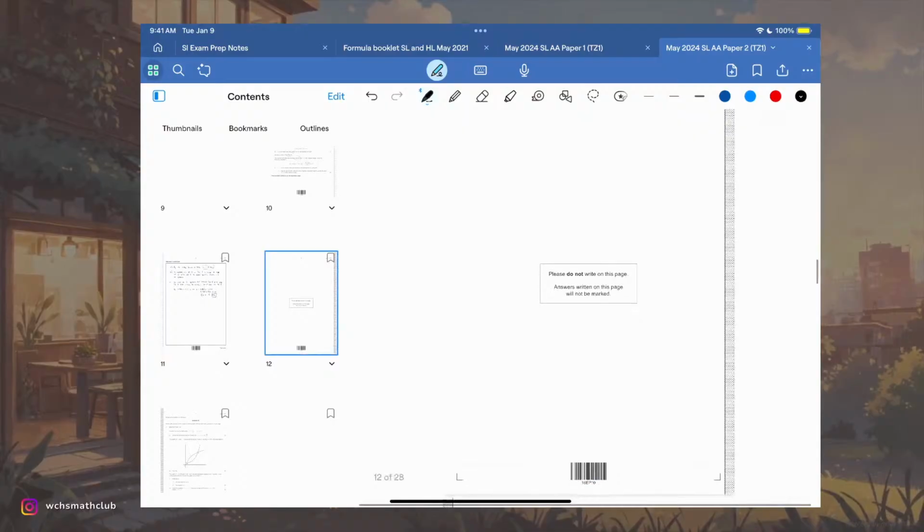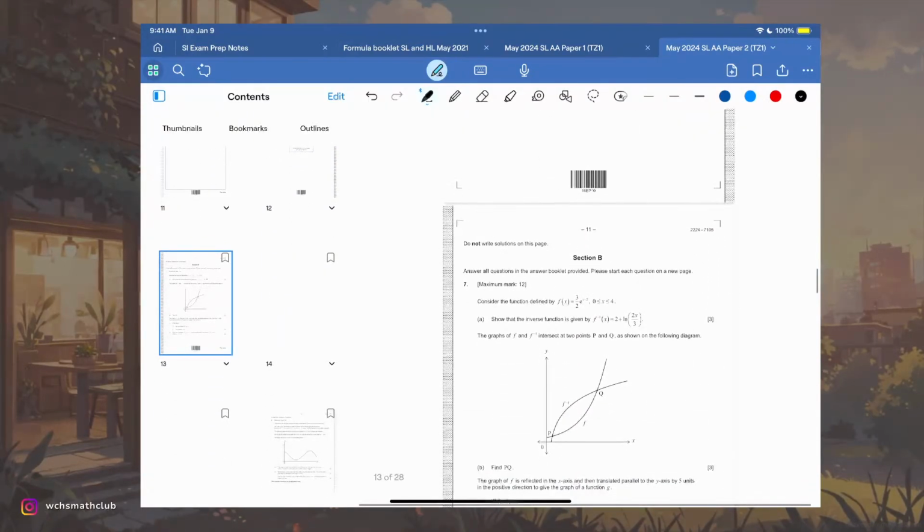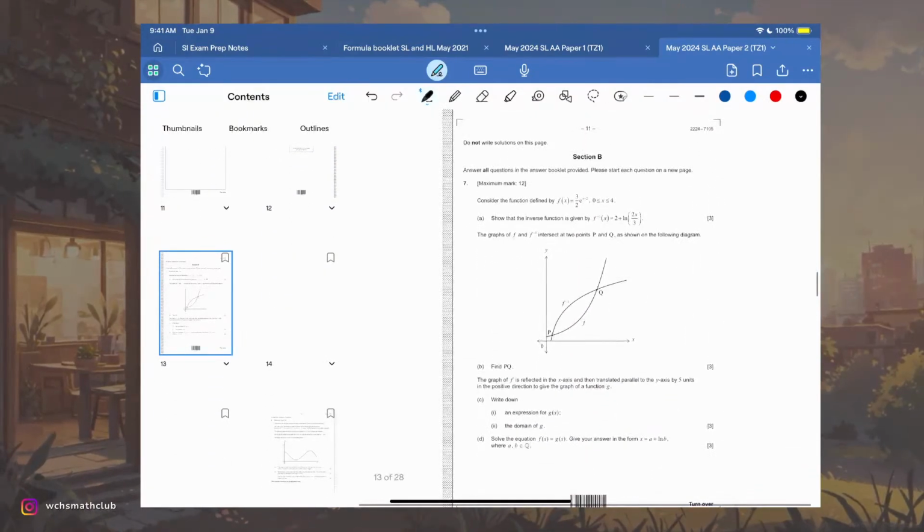Great. Now we're going to take a quick 5-minute break, and then we're going to move on to section B, which are the harder, more application-based problems. And we're just going to give you 5 minutes to take a break.